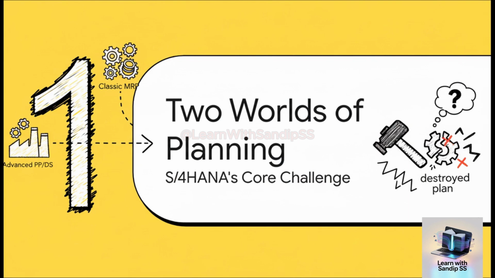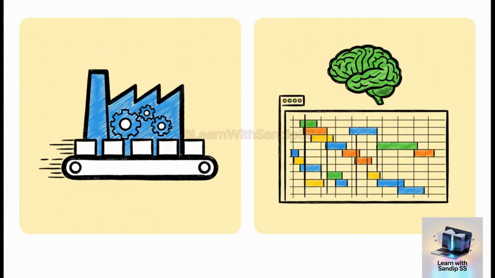Okay, so let's set the stage. To really get what's going on, you have to understand this one fundamental challenge. Inside a single SAP S4HANA system, you're actually dealing with two totally different philosophies for how to plan production. And this slide lays it out perfectly. On one side, you have classic MRP. Just think of this as your factory's workhorse. It's fast, it's efficient, and it's perfect for most of your materials.